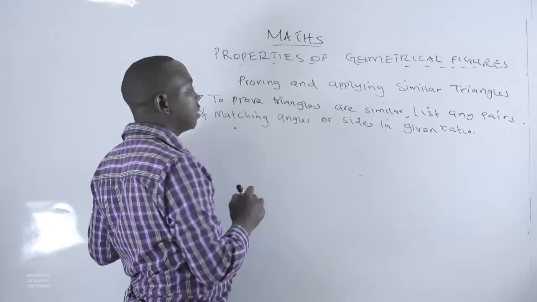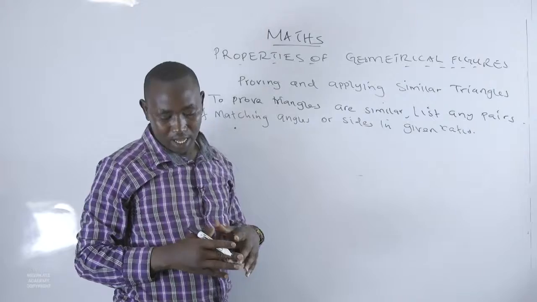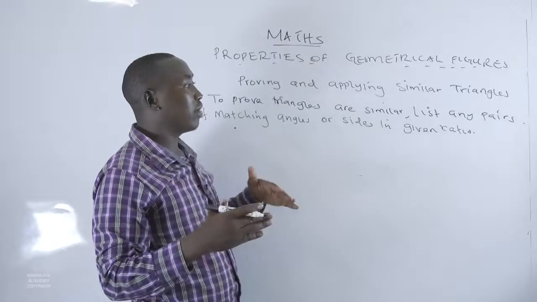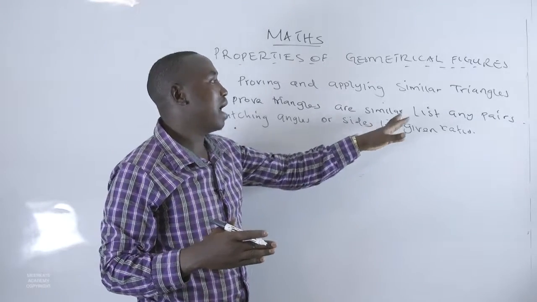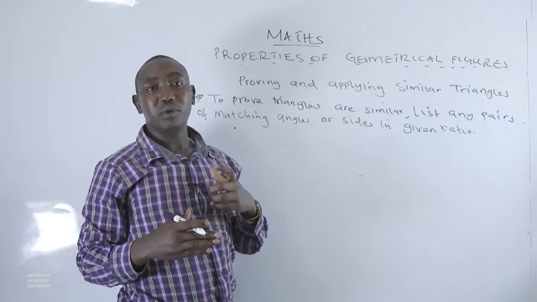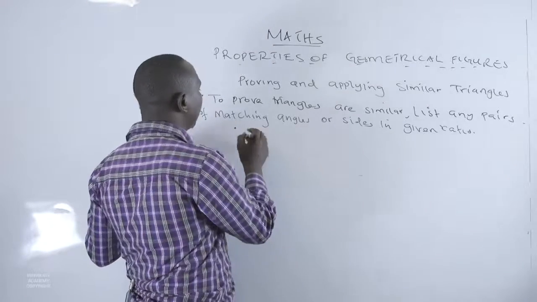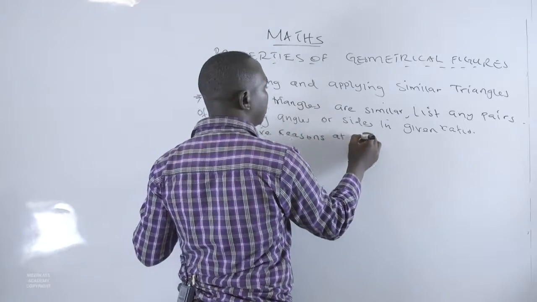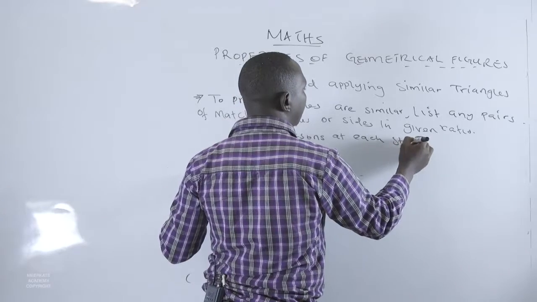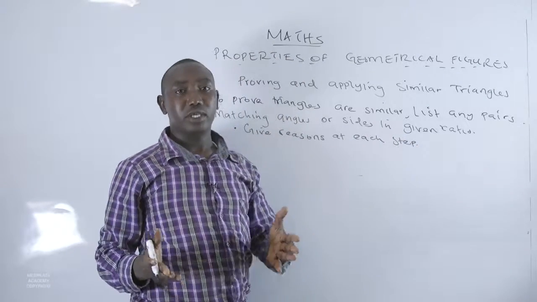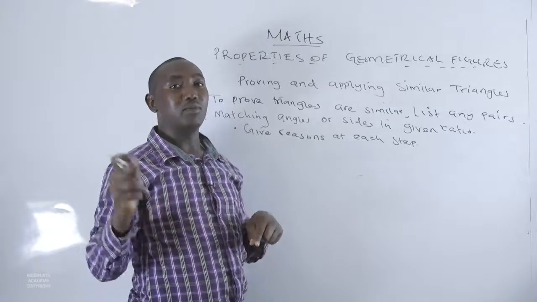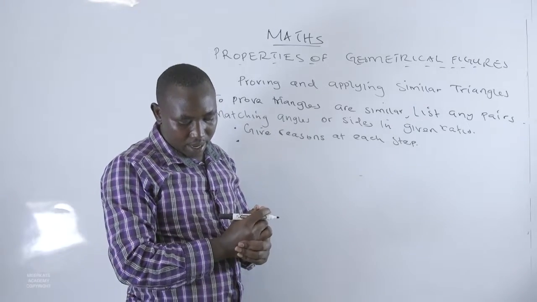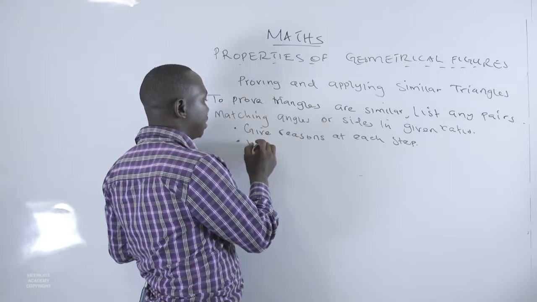The most important thing whenever you do that is that whenever you say this side and this side are matching, you must be able to state the following. One, give reasons at each step. For example, if it is angles, give the reason why you are saying that this angle matches the other angle. Point number 2, write a similarity statement.